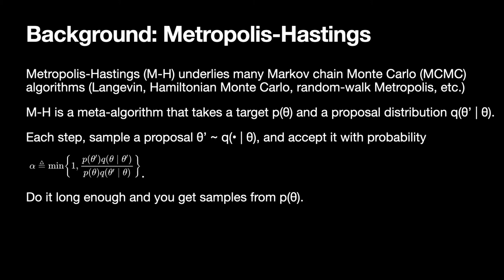Right, so the way the algorithm proceeds is each step we sample a proposal theta prime from Q of theta prime given theta and accept it with this probability alpha, which is the minimum of 1, because it has to be a probability, of course, and this ratio P of theta prime over P of theta times Q of theta given theta prime divided by Q of theta prime given theta. Right, so this accept-reject step ensures that the stationary distribution of this procedure is in fact P of theta, and so this gives us a way of actually generating samples from the distribution we're interested in, if we do it long enough.